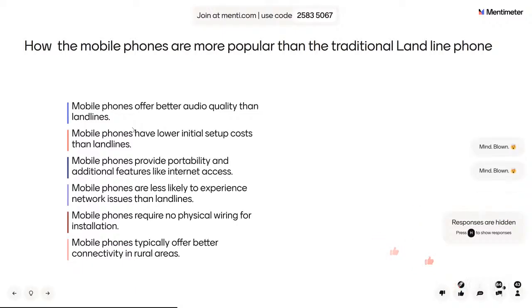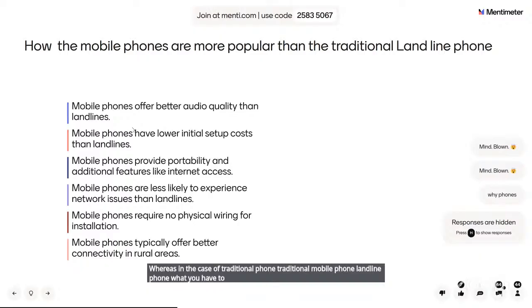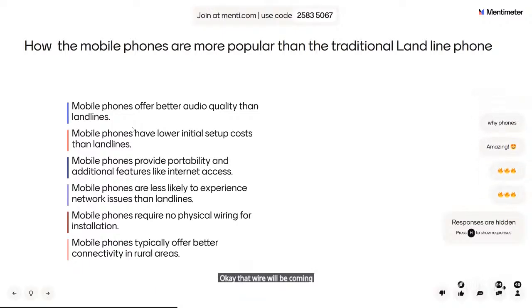Whereas in the case of a traditional landline phone, you have to fill out an application with the service provider. After that, the service provider will provide you the connection. It will take 4 to 5 days. They will install a wire for you, and that wire will be coming from the telephone exchange.